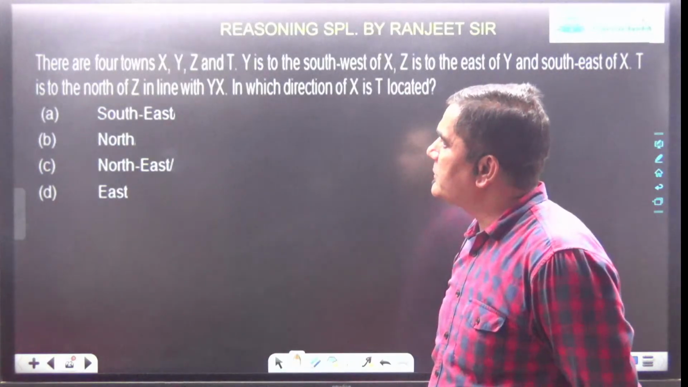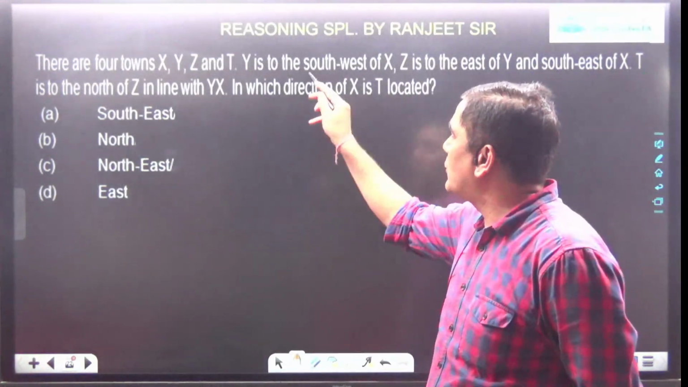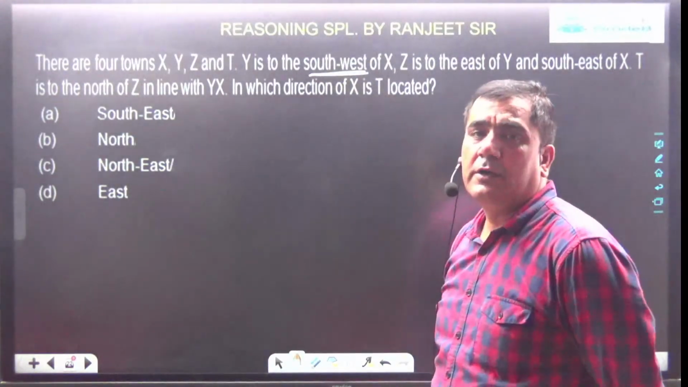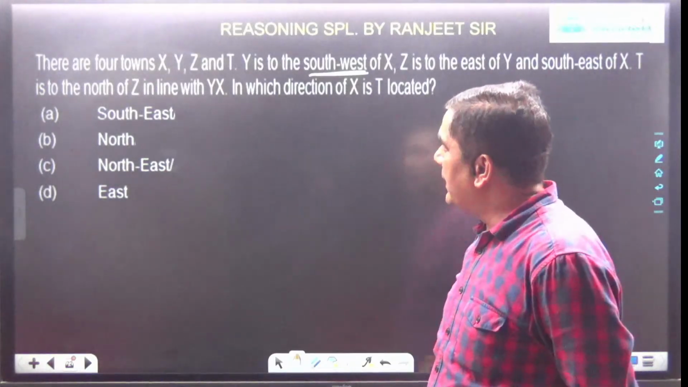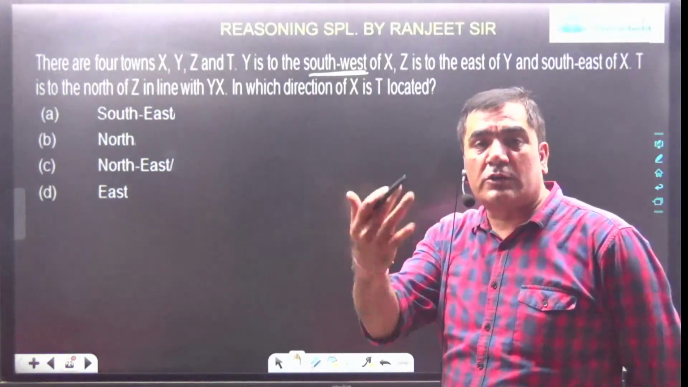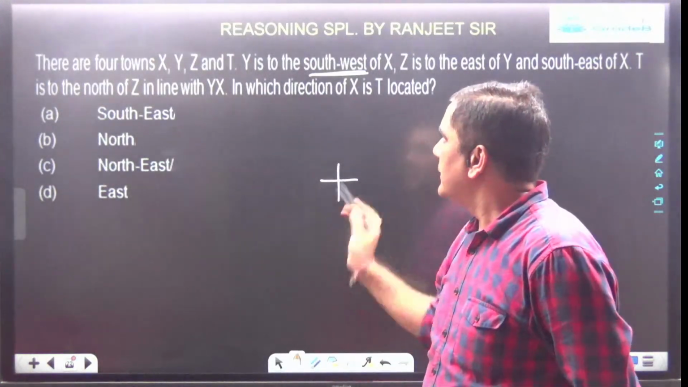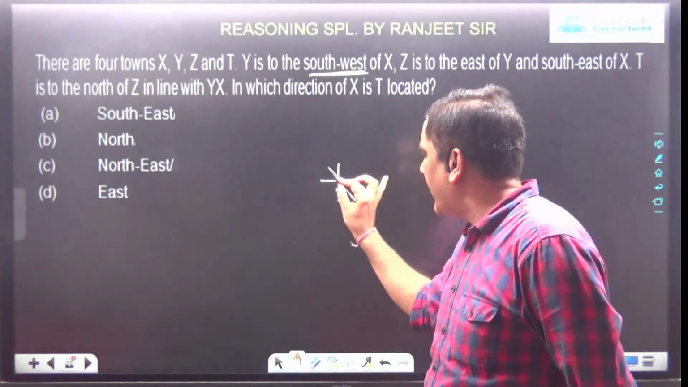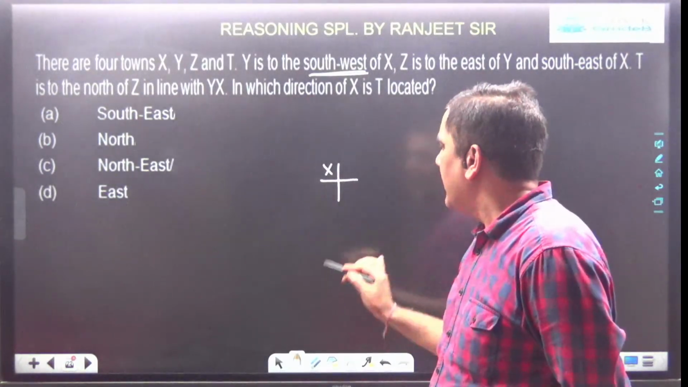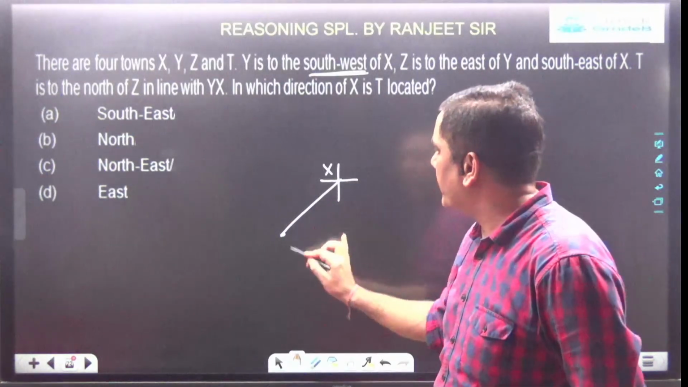There are four towns X, Y, Z, and T. Y is to the southwest of X. How to go for southwest now? Whenever southwest, northeast, or northwest comes, always start like this. So Y is to the southwest of X, so always assume X at the center. And southwest is this, so this point should be Y.